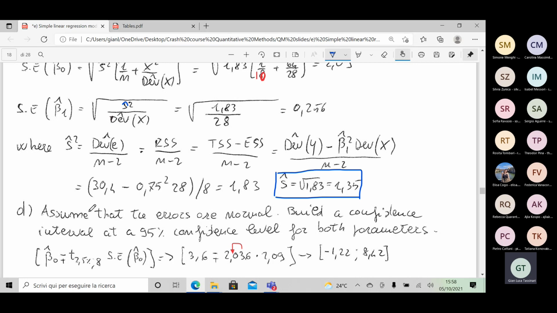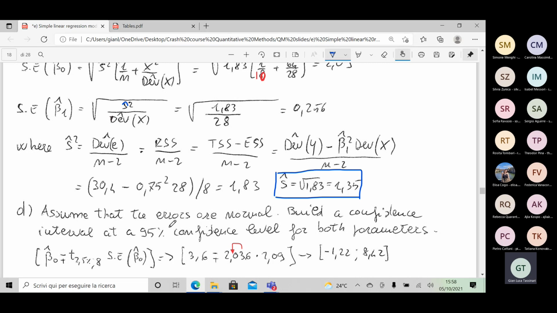Guys, this assumption is fundamental. Why? Because suppose that here we do not assume that the errors are normal. Are you able to build a confidence interval at a 95% confidence level for both parameters? You can't. Why? Because n in our case is only 10. 10 is a really very small sample.